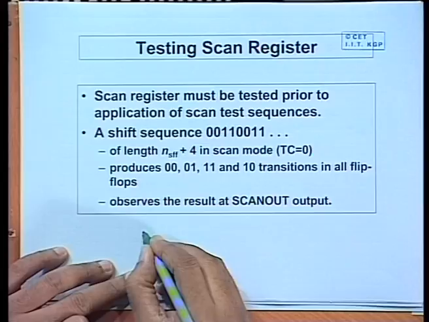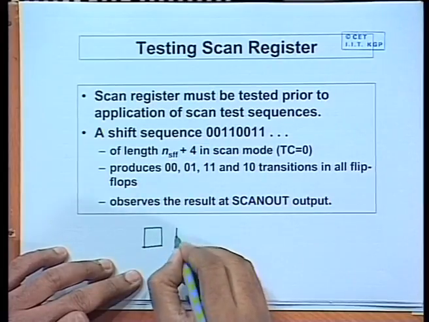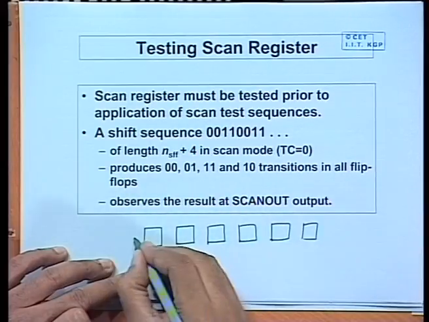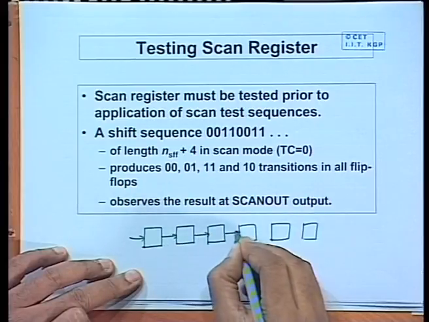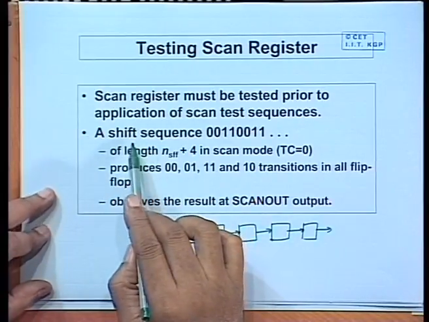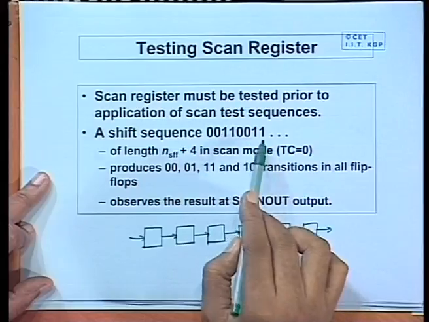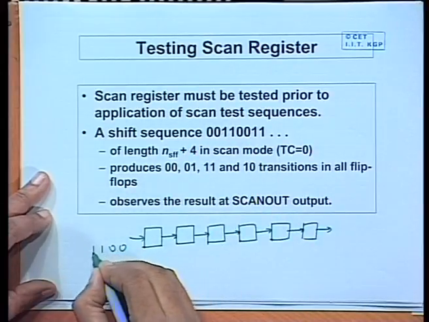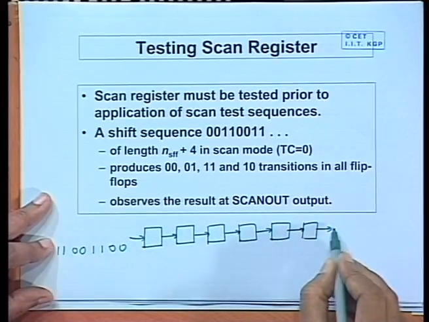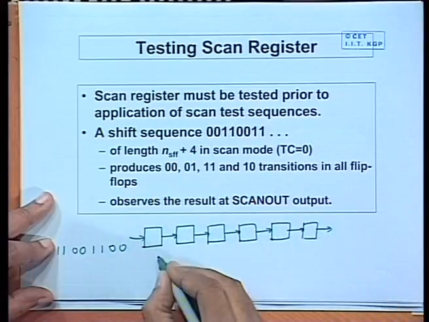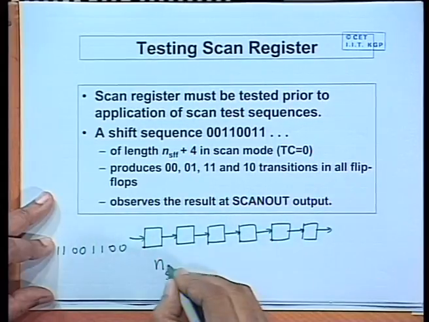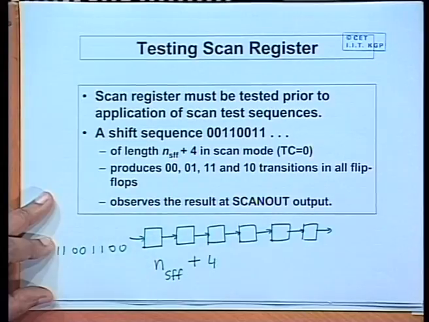What people normally do is that, let us take an example. Suppose you have a shift register with 6 stages, a 6-stage shift register. You want to test it. Now, you apply a continuous shift sequence of 0011 0011 to it. You apply 0011 0011 and all the bits you apply, they will have to come out of this. Now, how many bits you will be applying? If there are n SFF number of flip flops, here 6, it will be this plus 4.